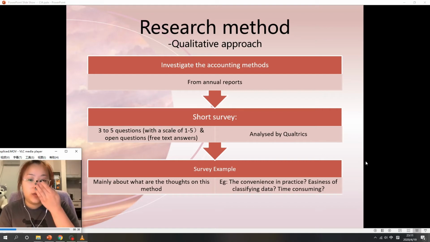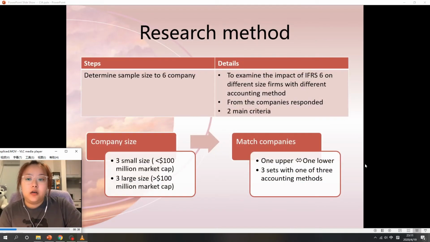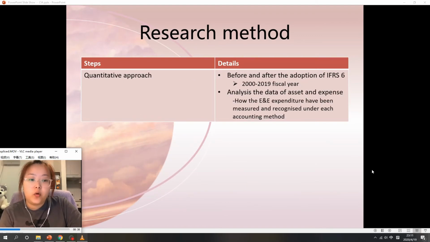Then we will determine the sample size of 6 companies. Two main criteria will be used here. First is the company size based on the market capitalization. Secondly, one each from the upper and the lower market cap will be selected based on the different accounting methods. After that, we can analyze the companies' financial statements to compare the firm's performance before and after the adoption for a period of around 20 years.